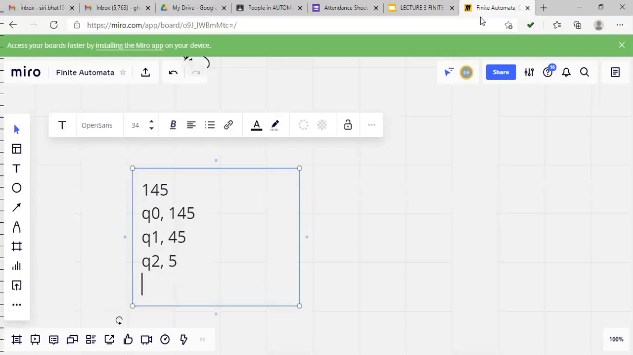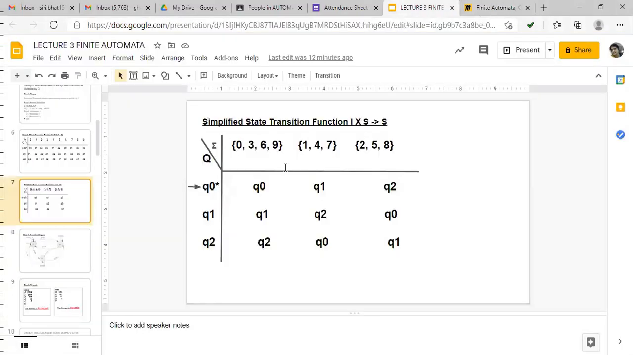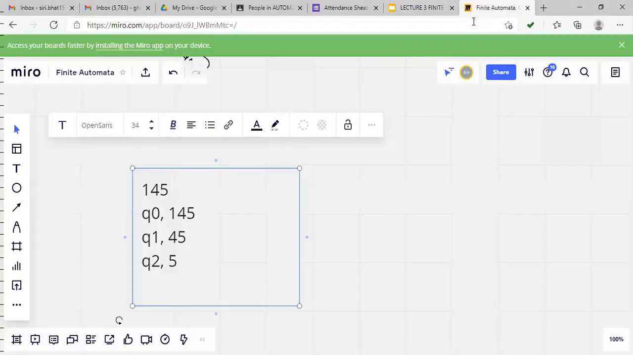Okay, so we'll see Q2 on 5. Q2 on 5 is Q1, right? And there is no digit to read. So the machine stops at Q1.